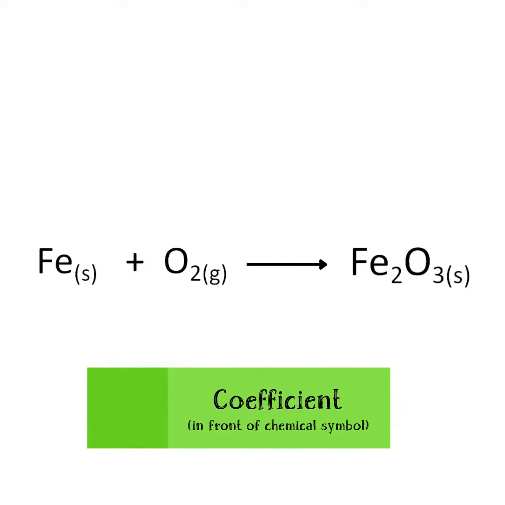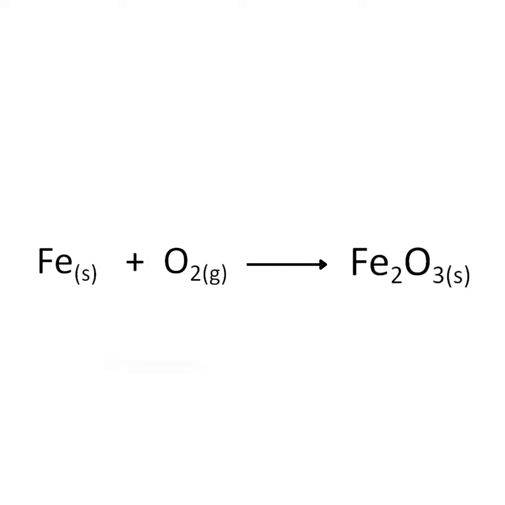To balance the equation Fe (solid) plus O2 (gas) yields Fe2O3 (solid), we will place a coefficient of 4 in front of the symbol of iron and coefficient of 3 before the chemical symbol of oxygen in the reactant side, and coefficient of 2 in front of the chemical formula of iron(III) oxide in the product side.